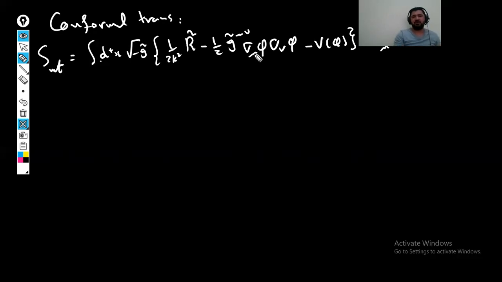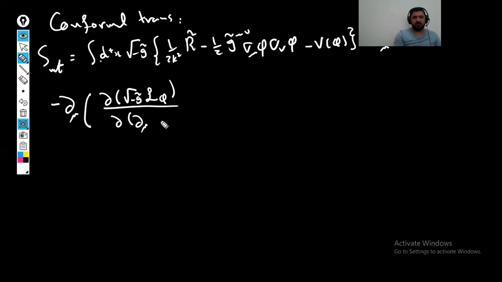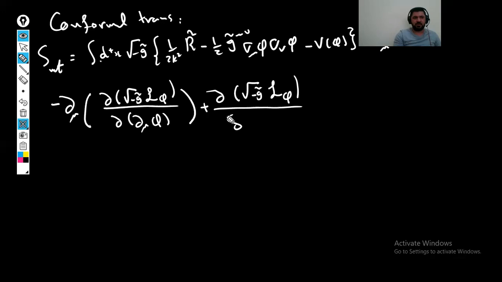Now, to take the variation, or the equation of motion, we'll apply the Euler-Lagrange equation. So we will take the variation: the derivative of the square root of minus g tilde L_phi with respect to d mu phi, plus the derivative of the square root of minus g tilde L_phi with respect to phi. Of course, this is our Euler-Lagrange equation. We want to take the variation with respect to the scalar field, to find the equation of motion for the scalar field.